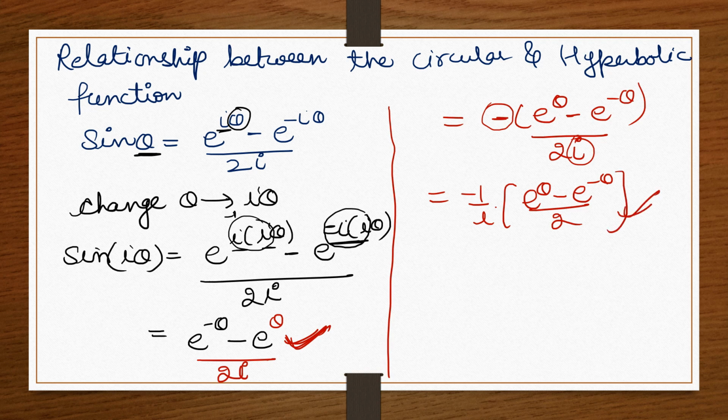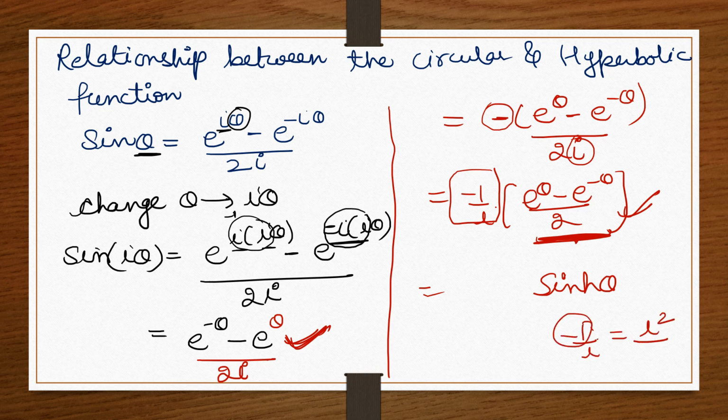What is this? This thing is the formula of sine. Sine means sine hyperbolic. Sine hyperbolic theta is equal to this. So this is sine hyperbolic theta. But what about 1 minus 1 by iota? Minus 1 by iota can be written as, minus 1 can be written as iota square over iota. So this is equals to iota.